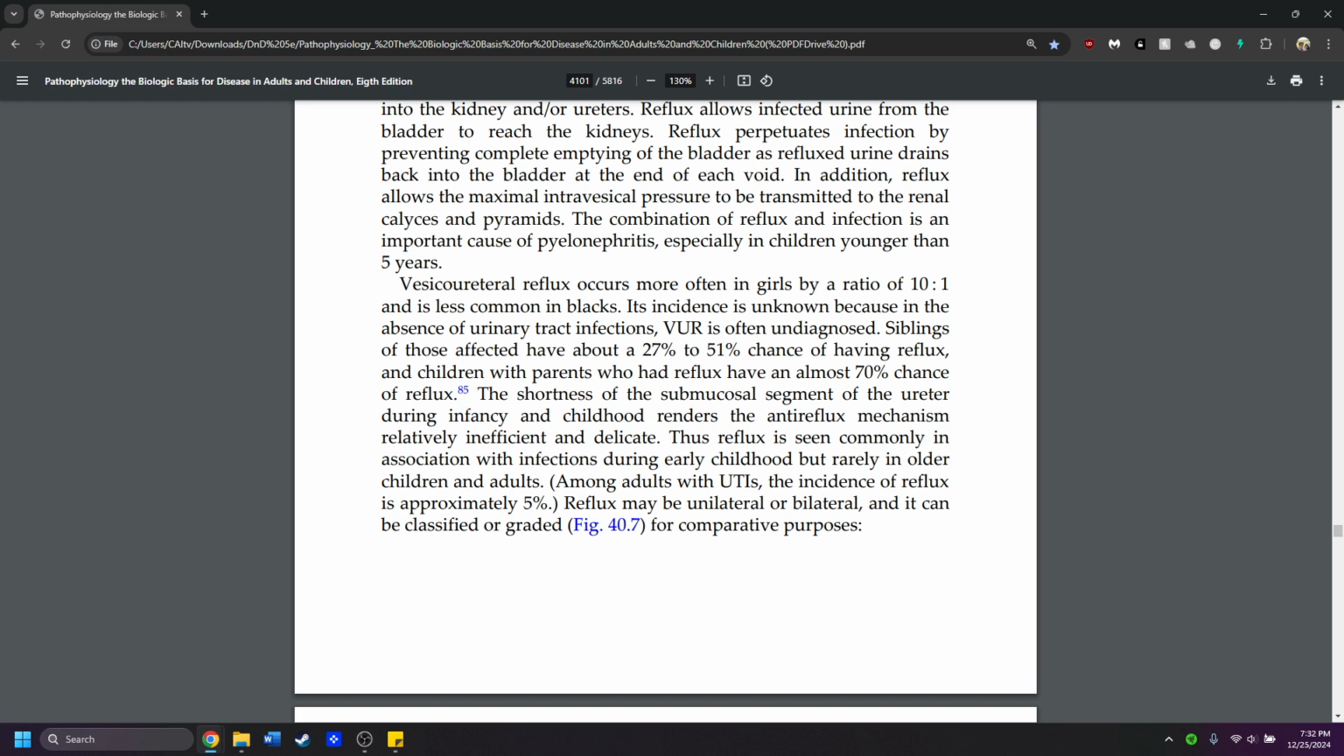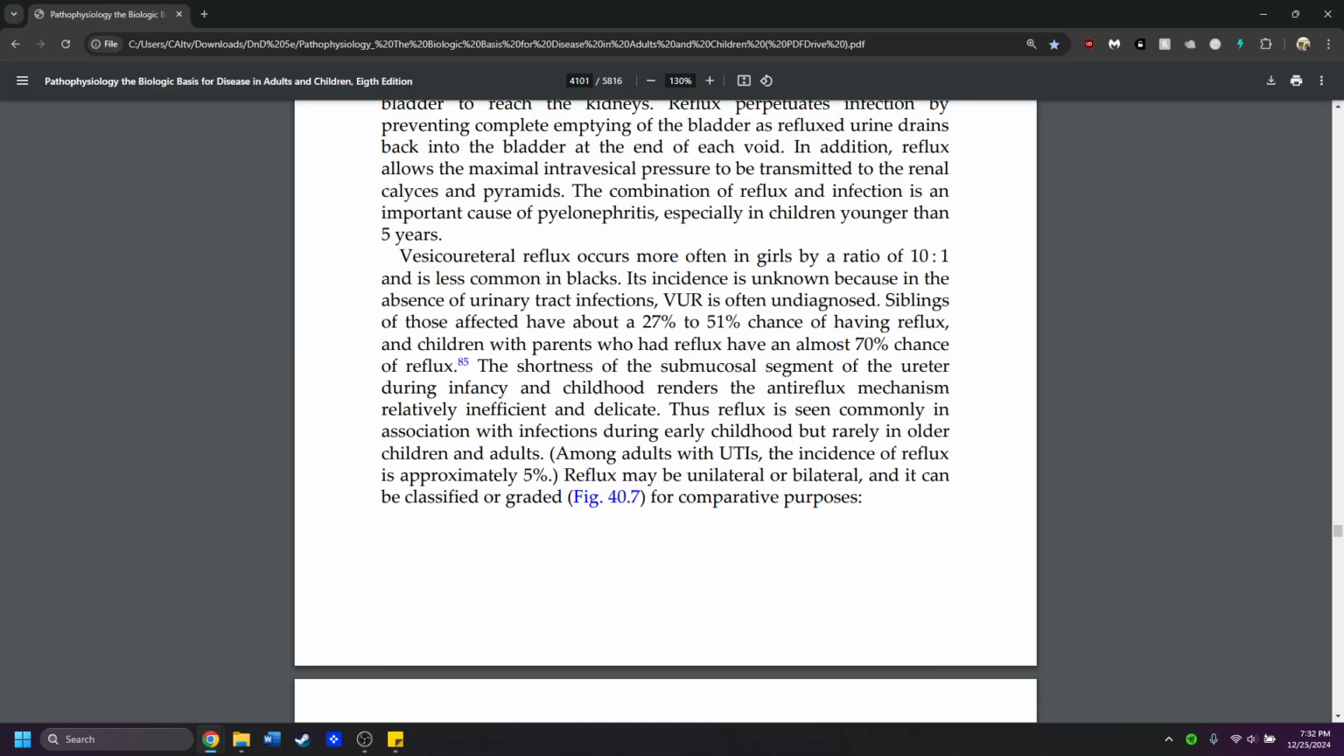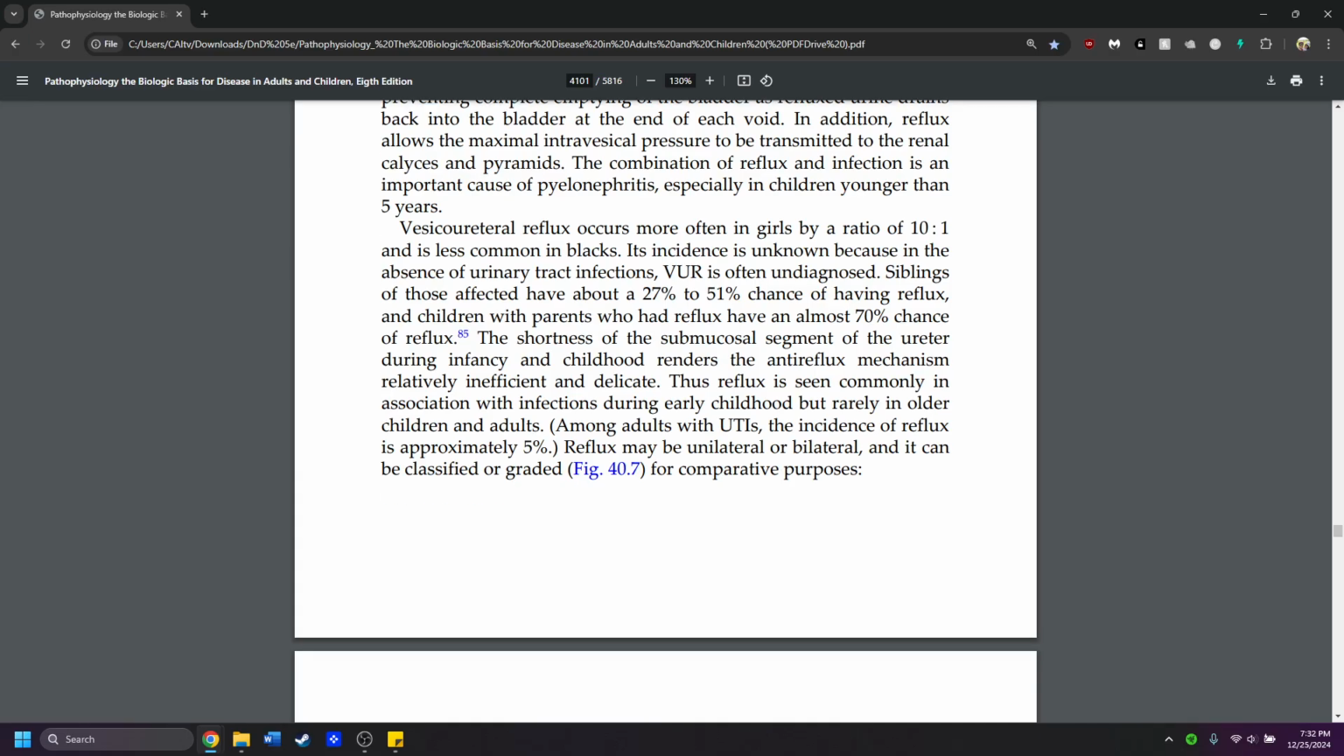Vesicoureteral reflux occurs more often in girls by a ratio of 10 to 1 and is less common in blacks. Its incidence is unknown because in the absence of urinary tract infections, VUR is often undiagnosed. Siblings of those affected have about a 27 to 51% chance of having reflux, and children with parents who had reflux have an almost 70% chance of reflux.